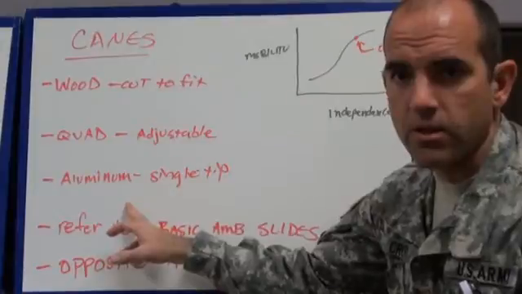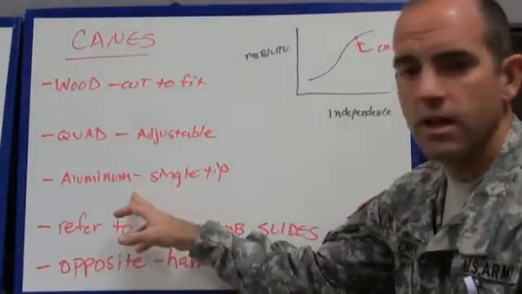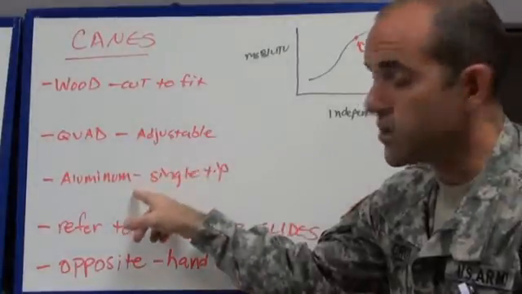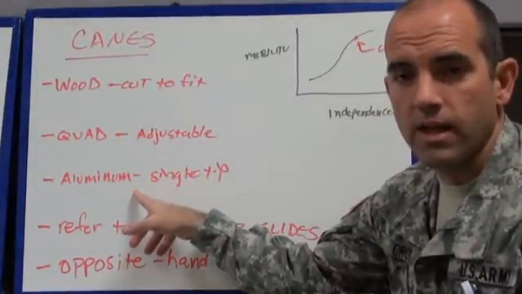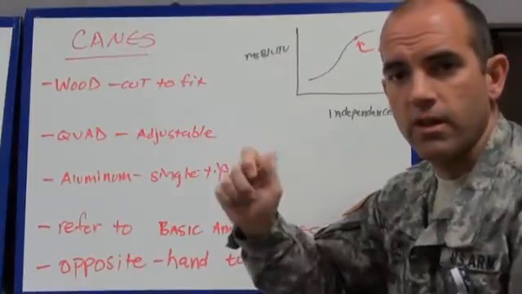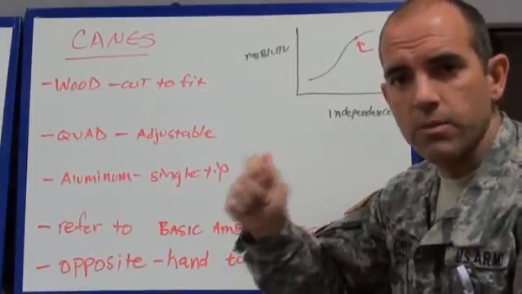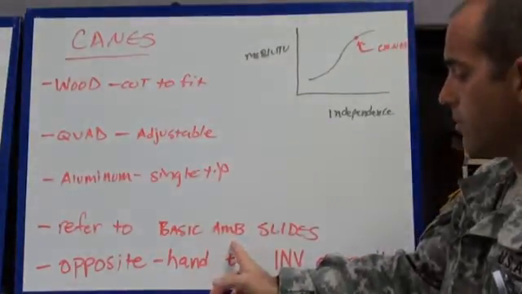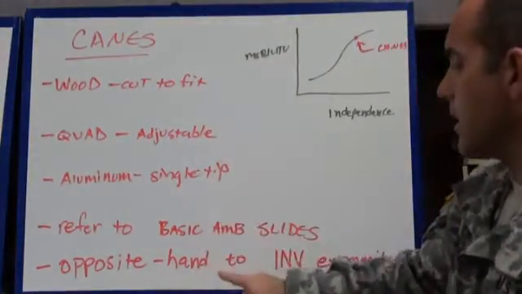There's also aluminum single tip and aluminum quad canes. These are adjustable, and one of the safety things that you need to know when it comes to adjustable canes like this is the little buttons that you use to adjust the shaft. Within the shaft, sometimes those get hung up, so you have to make sure that they lock in tight. Again, refer to your basic ambulation slides for more on canes.